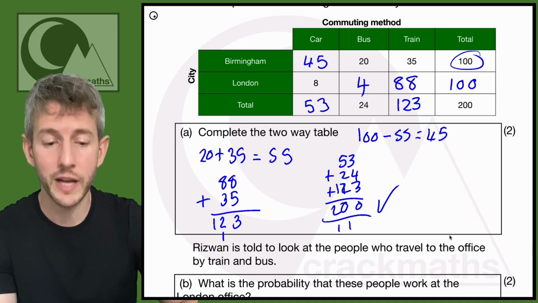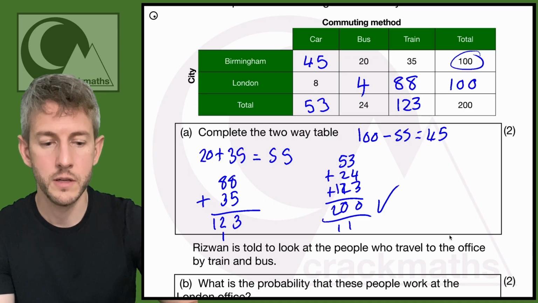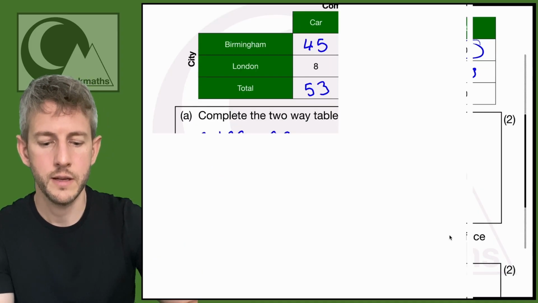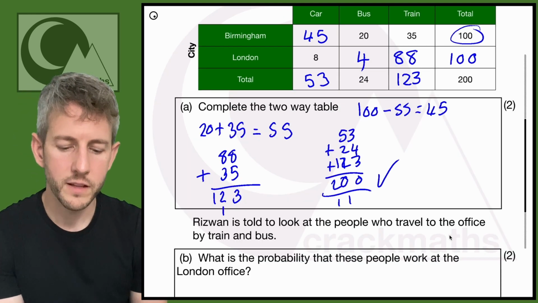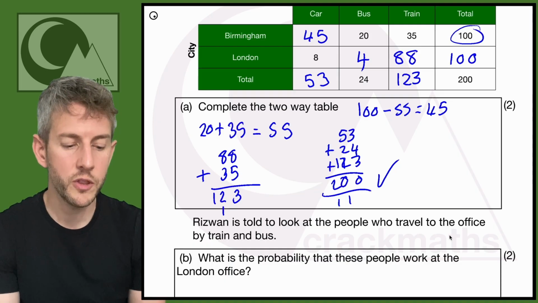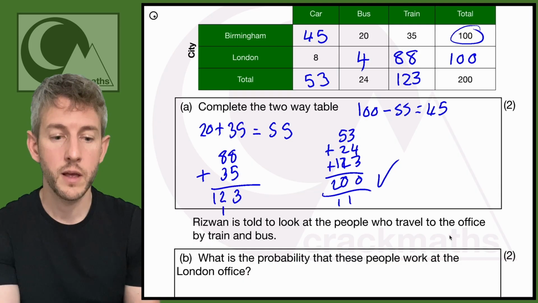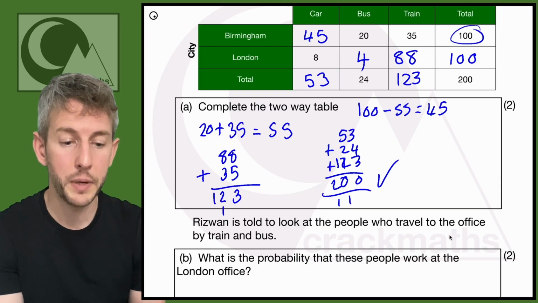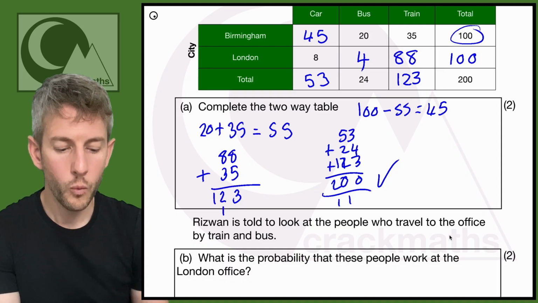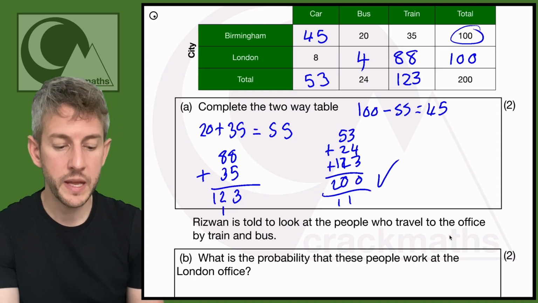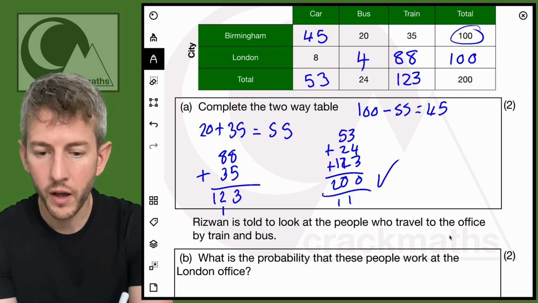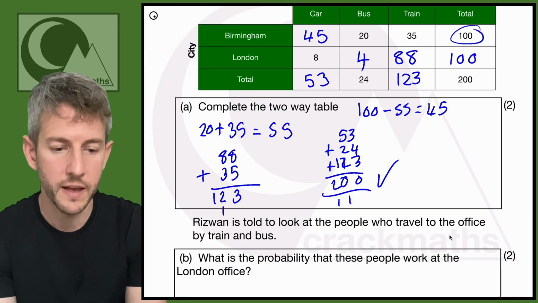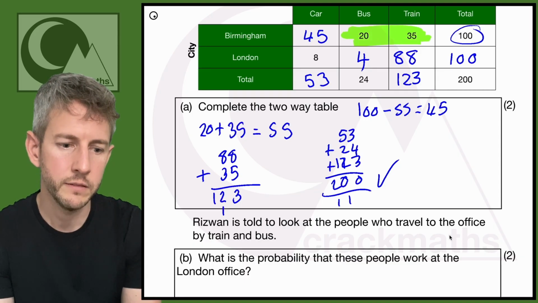Right, let's now have a look at the second part of this question. Okay, I'm going to keep that there because I think we're going to need this. So here we go. Rizwan is told to look at the people who travel to the office by train and bus. What is the probability that these people work at the London office? Right, so I'm going to get my highlighter here because we've been told a subset. And here is our subset here.